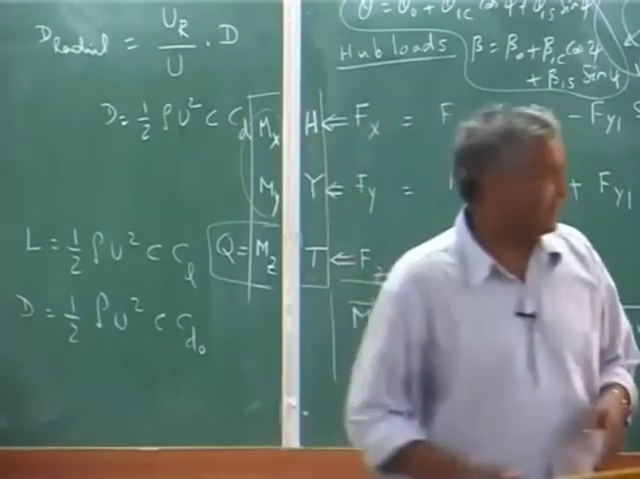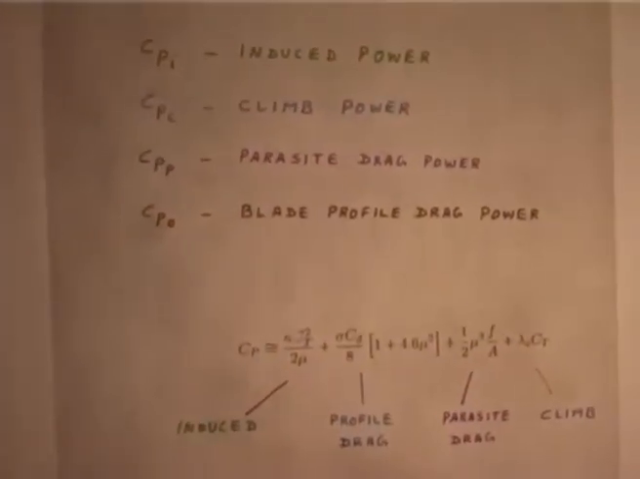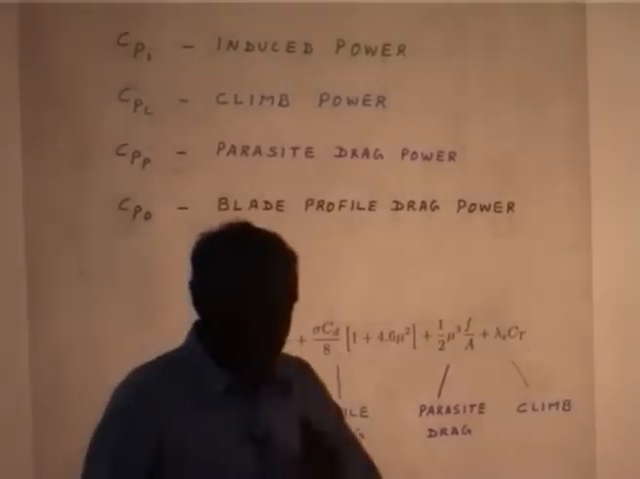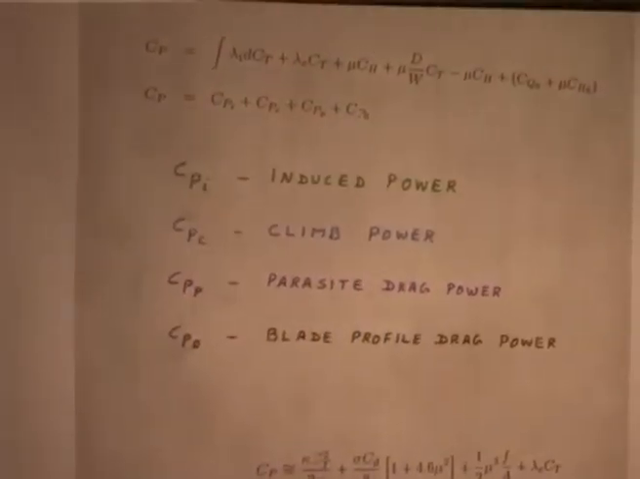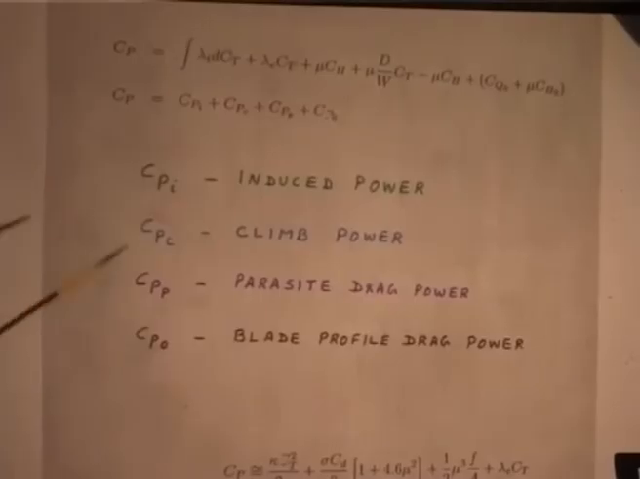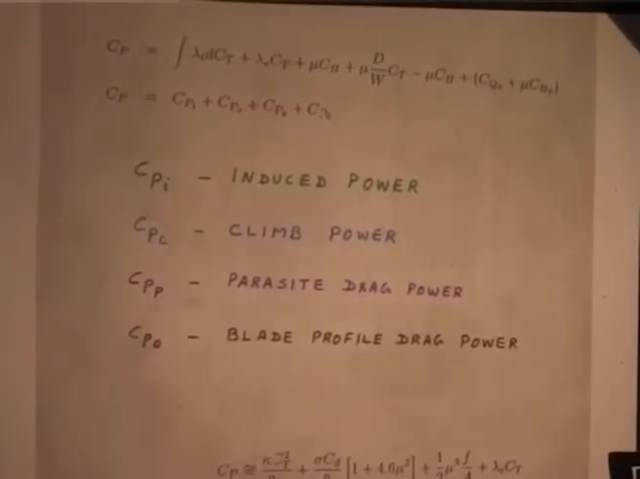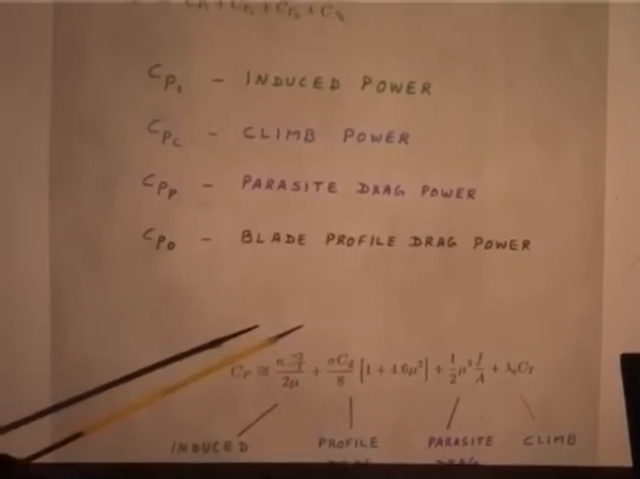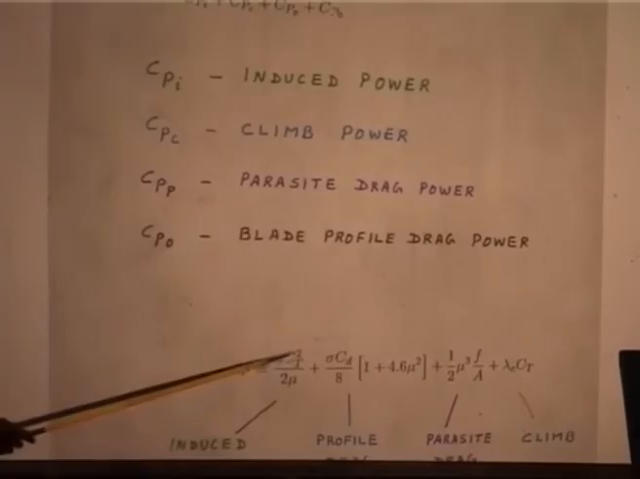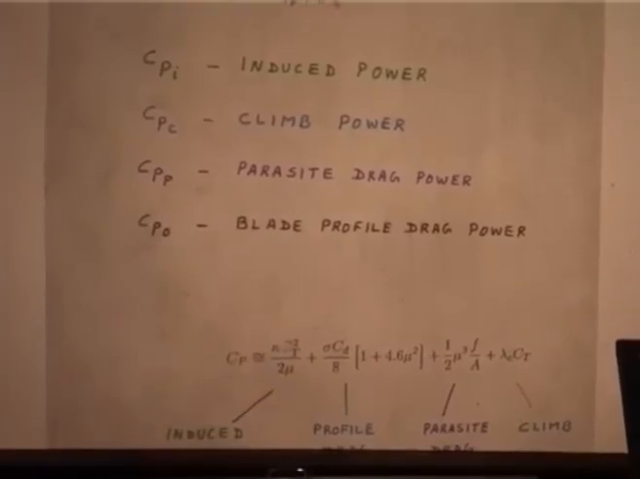Assume the high speed condition and you can write your lambda I as Ct by 2 mu. If you go back to your notes, you will find that lambda I at high speed, you can write it as Ct by 2 mu, and there is a factor you add for non-uniformity. Okay. Then your induced power is some non-dimensional correction factor times Ct square over 2 mu, okay.